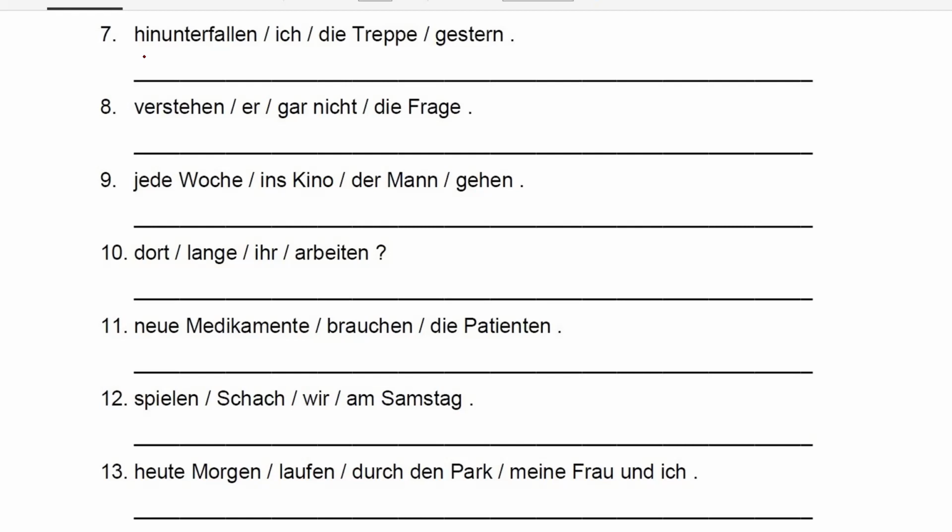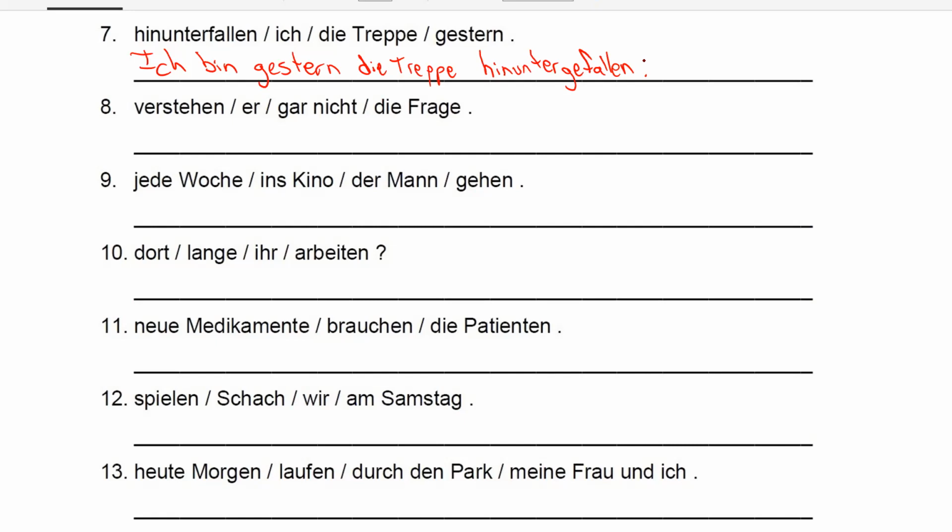At any rate, we're going to start with our subject here, which is ich, and then bin, then our time, which is gestern, then our place, die Treppe. And then our past participle. This is a separable prefix, so we have hinunter, and then gefallen, to create our entire past participle. Ich bin gestern die Treppe hinuntergefallen. I fell down the stairs yesterday.